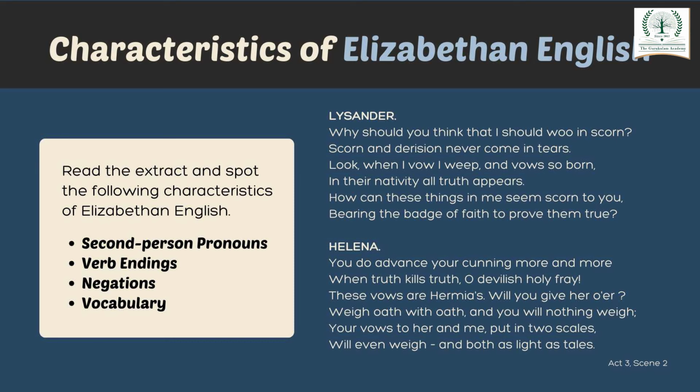Lysander: Why should you think that I should win his crown? Scorn and derision never come into yours. Look, when I woo, I weep, and woe's a bone. Endure, negativity, all truth appears. How can this thing in me seem scorn to you, bearing the badge of faith to prove them true? Helena: You advance your cunning more and more, when truth kills truth. O devilish, holy free. These woes are Hermia's. Will you give her over? We oath with oath, and you will nothing weigh. Your woes to her and me, put in two scales, will even weigh, and both as light as tales.